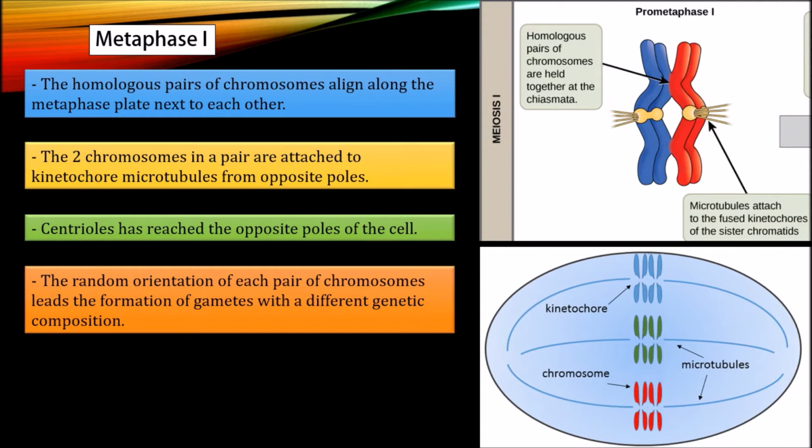When homologous pairs line up at the metaphase plate, the orientation of each pair is random. That means they arrange randomly at the metaphase plate. This allows for the formation of gametes with different sets of chromosomes.